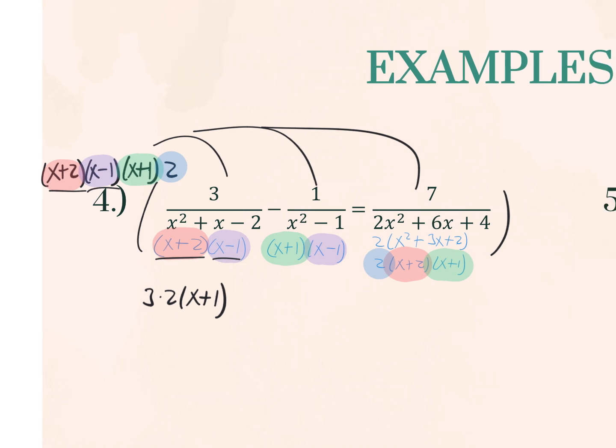And the same thing with the next one. We get a minus 1. And now the x plus 1 and the x minus 1 are going to cancel out, and you're left with a 2 and an x plus 2.